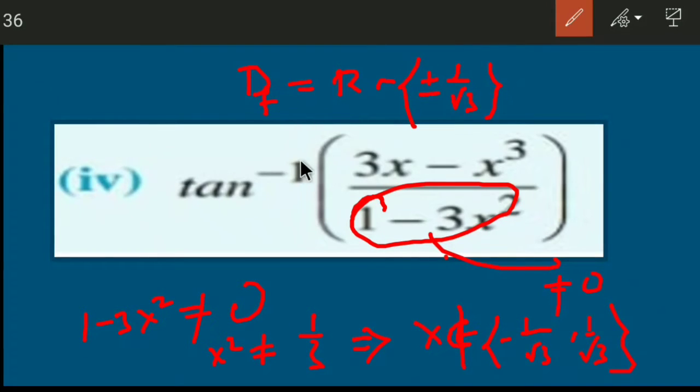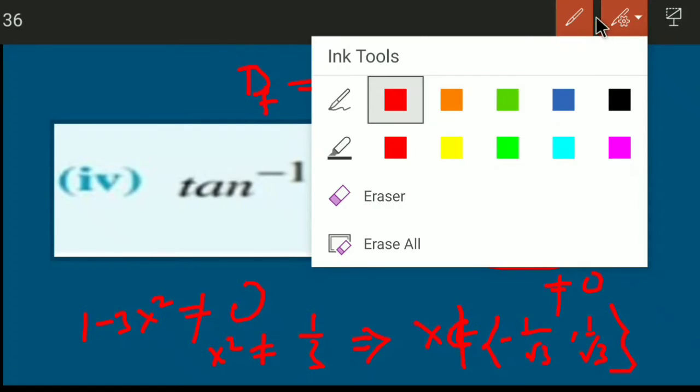And the range of the function: the range of tan inverse, you all know, lies between minus pi by 2 to plus pi by 2, that is the same range. Now let's define the function in detail.